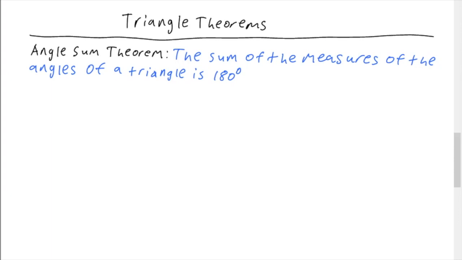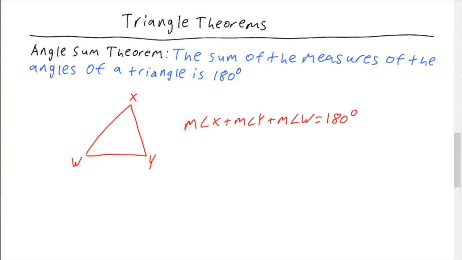Alright, so next we have triangle theorems. These are theorems specifically about triangles. So the first one is the angle sum theorem. So the sum of the measures of the angles of a triangle is 180 degrees. So what this means is, in this triangle, these three angles, x, y, and w, will add to 180 degrees. So what we can say is the measure of angle x plus the measure of angle y plus the measure of angle w is equal to 180 degrees.